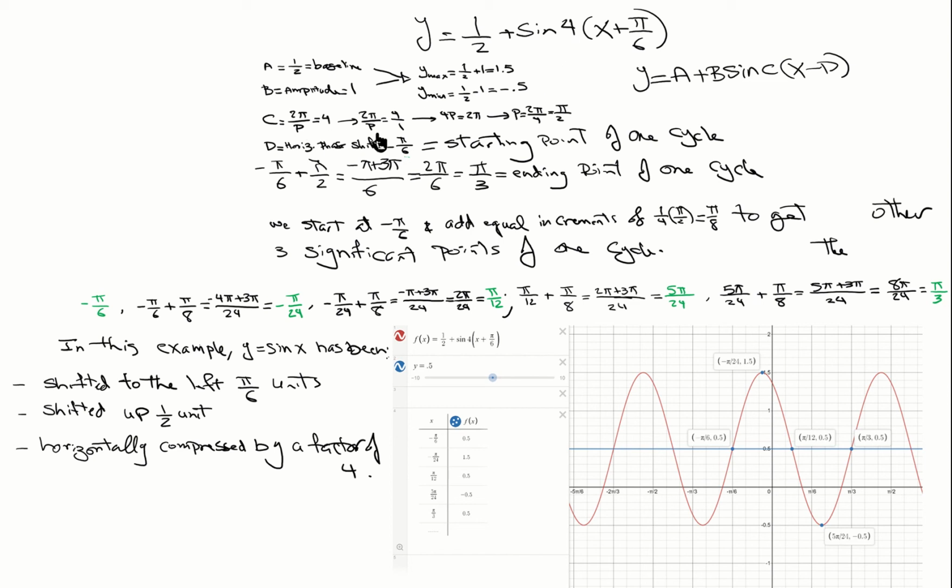So if we set up a proportion, we get 2 pi over p equals 4 over 1. Cross multiplication gives us 4p equals 2 pi. Therefore, p equals 2 pi over 4 or pi over 2.